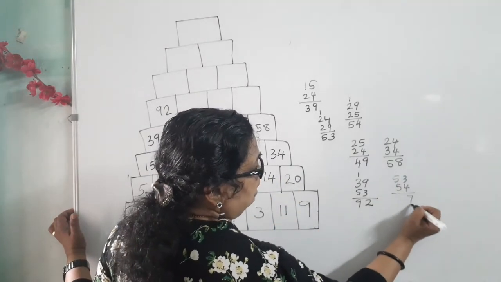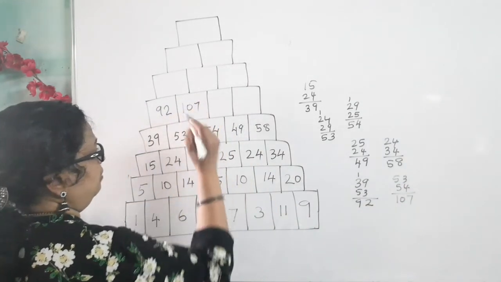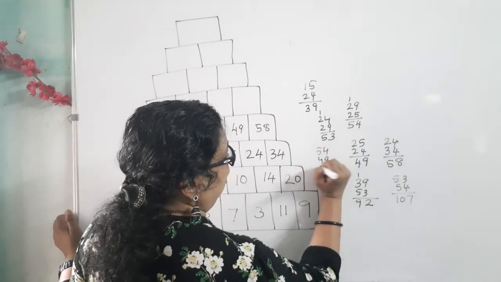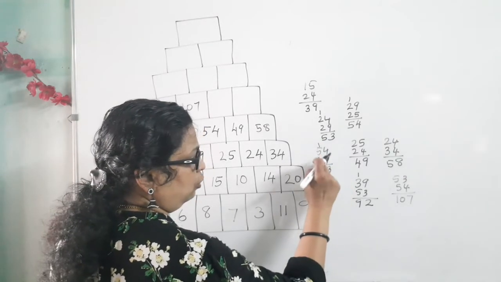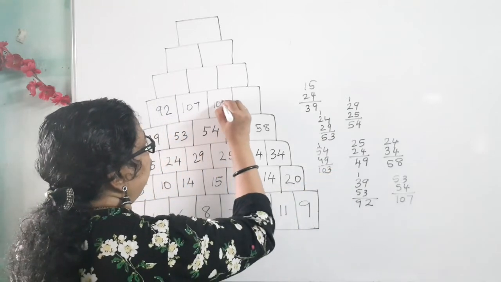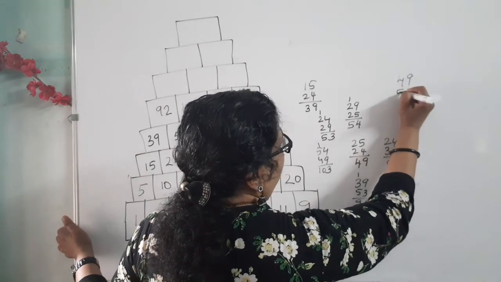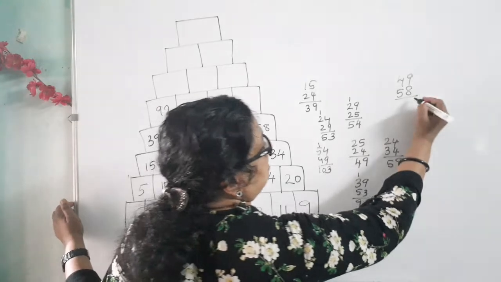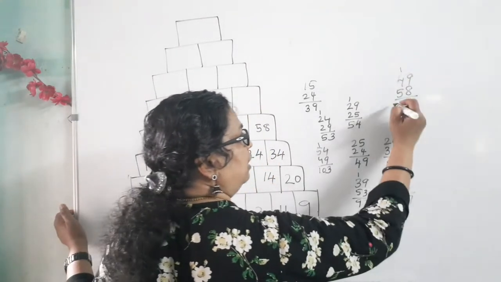Then 53 plus 54. 4 plus 3, 7, 5 plus 5, 10. That is here 107. Then 54 plus 49. 9 plus 4, 13. 1 carrying, 4 plus 5, 9 plus 1, 10. That is 103. Then 49 plus 58. 9 plus 8, what do you get? 17. 1 carrying, 4 plus 5, 9 plus 1, 10.